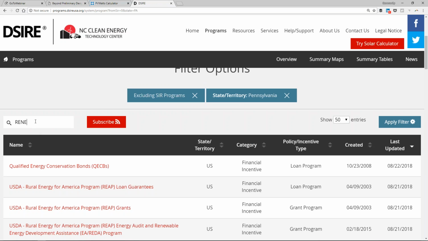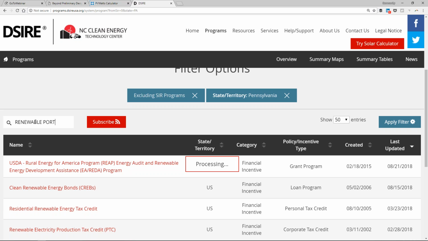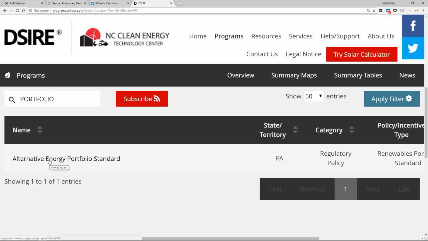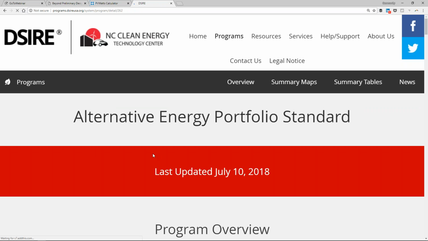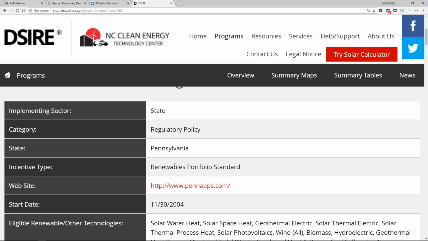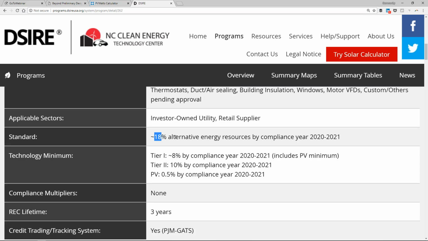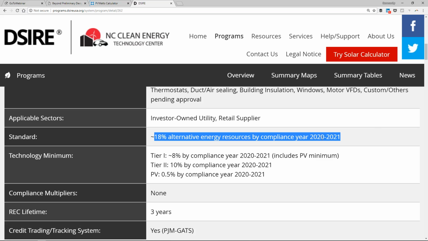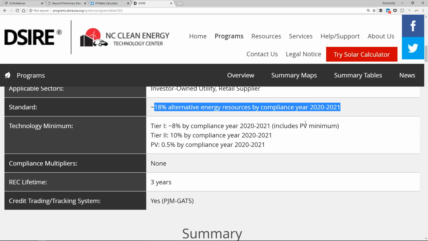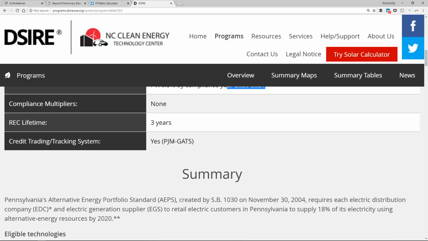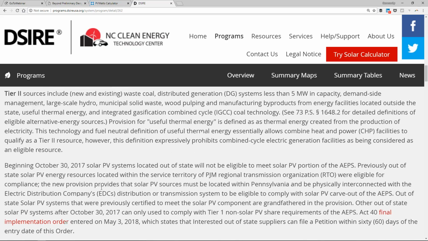And what I'm going to look for is the renewable portfolio standard. Here they don't call it renewable, but they call it the alternate energy portfolio standard. Most states will call it the renewable portfolio standard. And so we see that back in 2004, they said we want to go to 18% alternative energy by 2021. And there's going to be a PV minimum with tier 1, tier 2, and solar carve out. And you can get into what all this stuff actually means in the details.